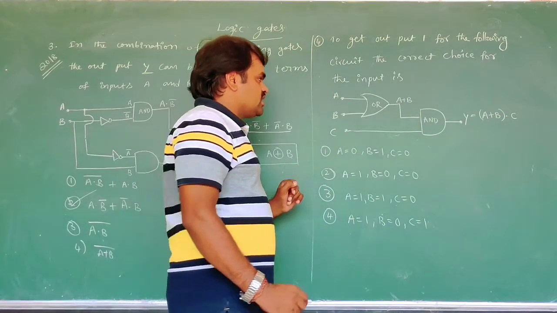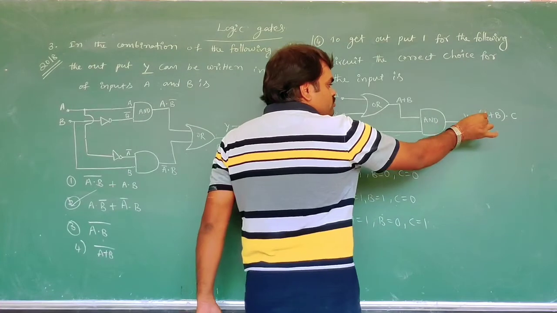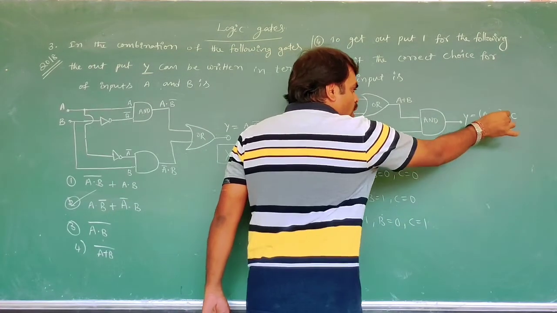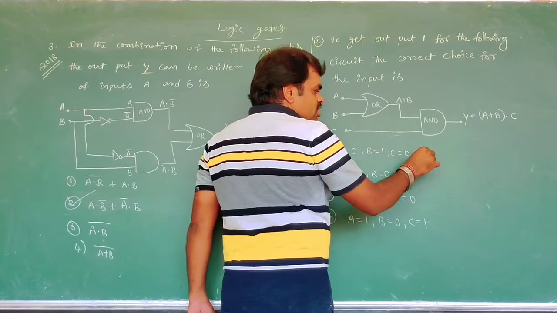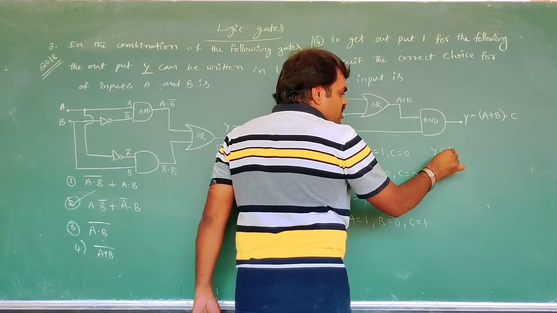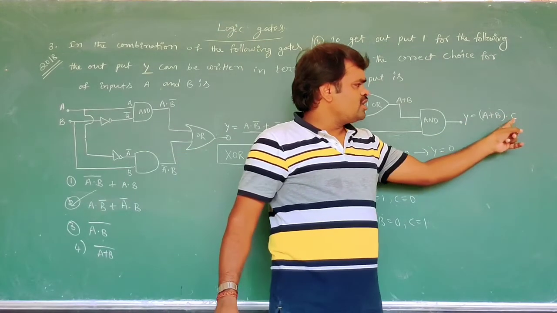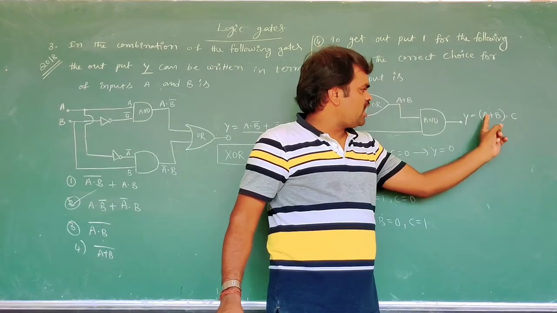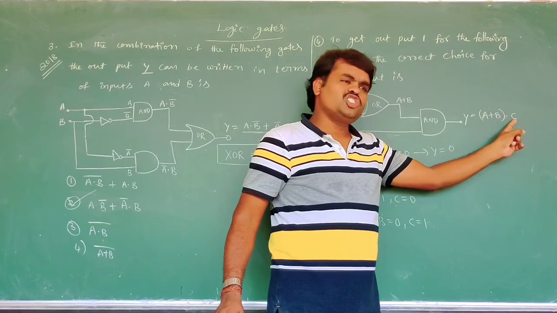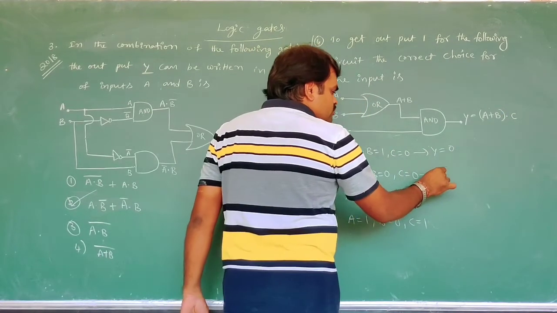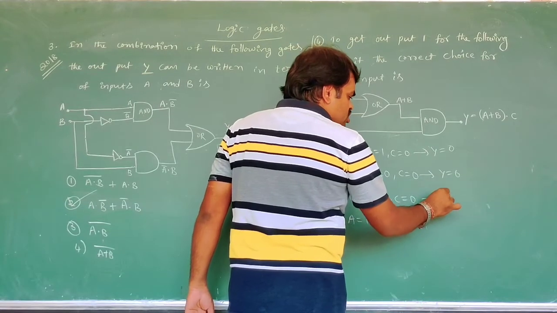Now we are checking that A is 0: 0 plus 0 plus 1 is 1, and 1 into 0 is 0. That's why the output for this is 0. But simply you can say, in the output A plus B dot C, if C is 0, the output becomes 0. This is 0. This is 0.